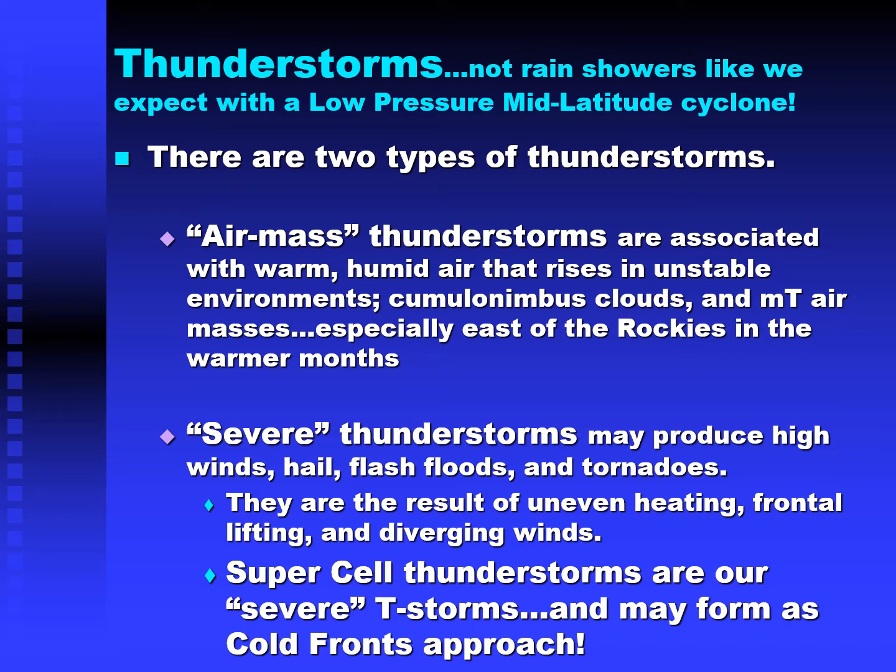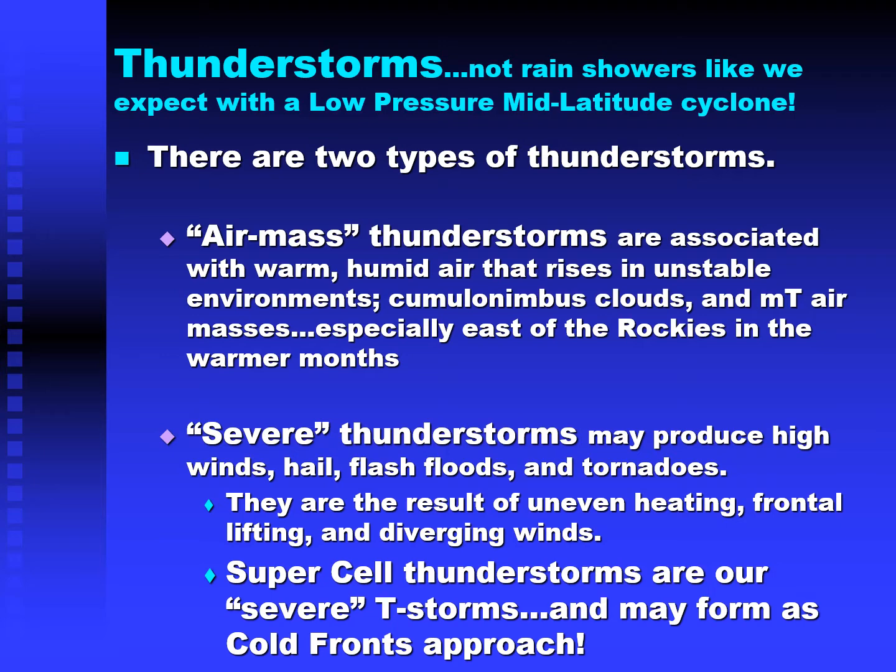By the way, air mass thunderstorms, we tend to get more of them in mountainous areas because, of course, if you have a mountain in place, then you have orographic lifting in place, and that can lead to thunderstorm activity.